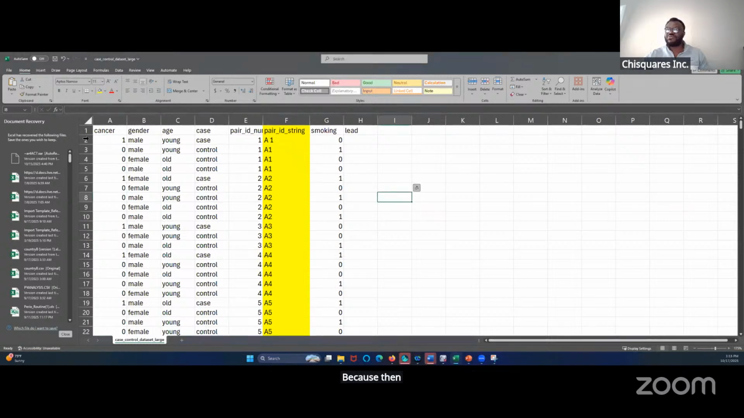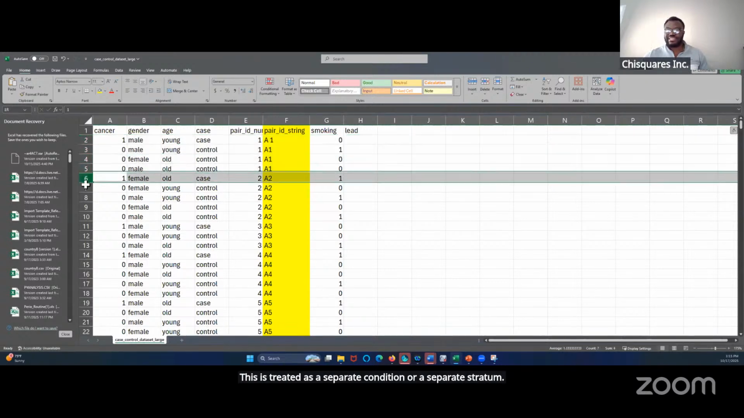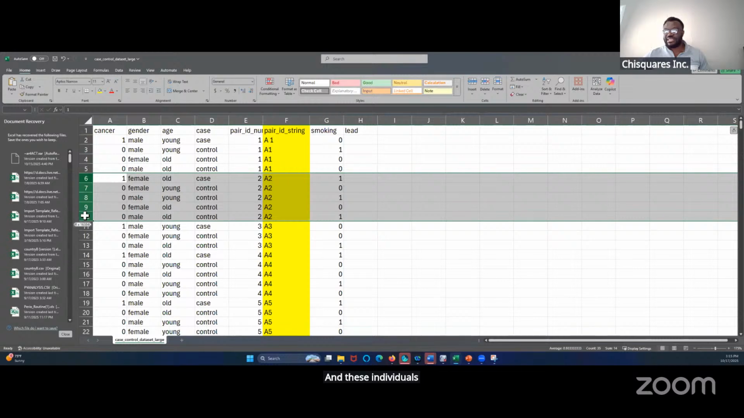Because then what the software is doing is telling us is that all of these individuals are treated as the same cluster. That's why we call it a conditional logistic regression, because this is treated as a separate condition or a separate stratum. And these individuals are treated as a separate stratum also, because this is the case and these are the controls. In each stratum, you can only have one case, and then you can have as many controls as you matched to that case, right?